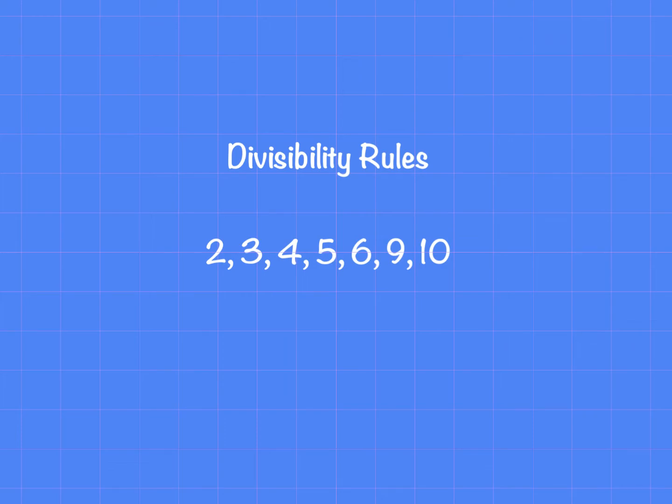Divisibility rules. We're going to be exploring how to tell if a number is divisible by 2, 3, 4, 5, 6, 9, and 10. There are specific rules and things to look for in order to determine if a number is divisible by these. Knowing the rules for 2s, 3s, 4s, 5s, 6s, 9s, and 10s will really help you when you are factoring numbers and simplifying them. So make sure that you practice and review these so you can have them handy.